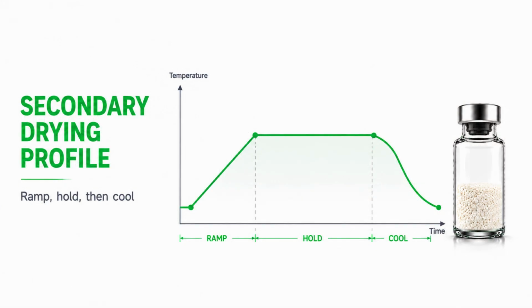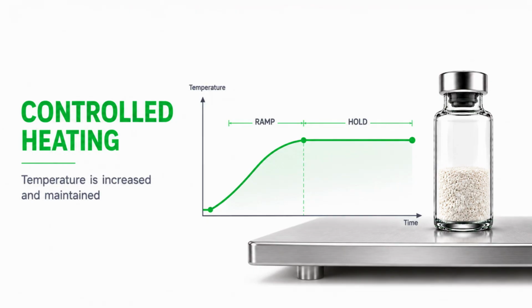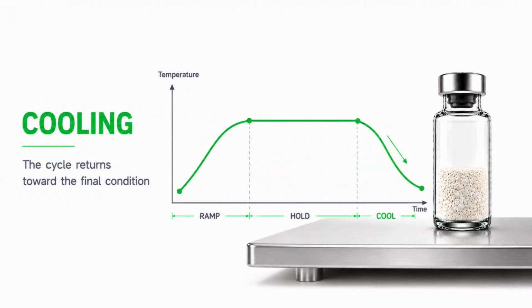These factors come together in the secondary drying cycle. The product temperature is gradually increased during the ramp, followed by a hold period to continue moisture removal. The cycle then transitions into cooling. The exact temperature and hold time are not universal. They are established according to the formulation, product stability, and desired moisture condition.